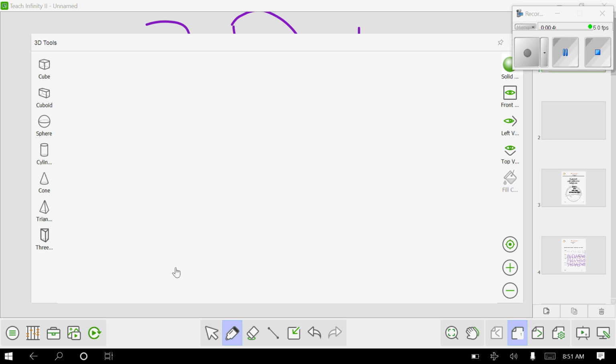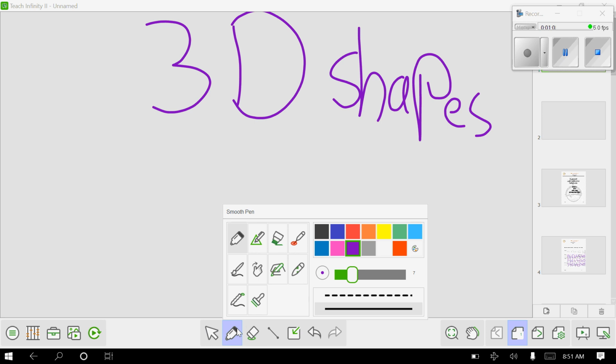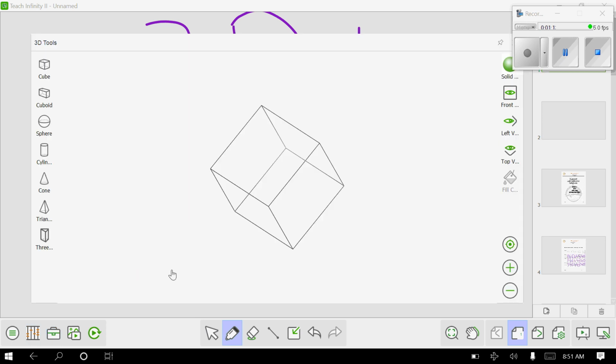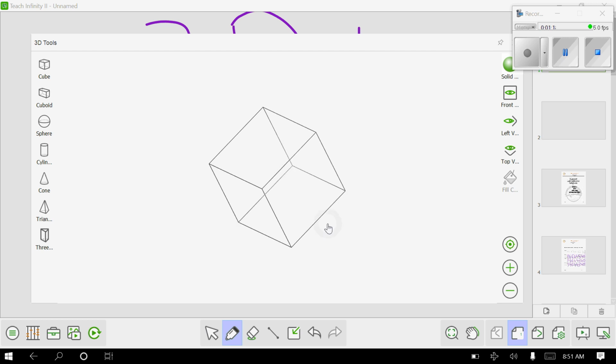Here are the 3D shapes, three-dimensional shapes. The first shape is a cube. Let me say cube. Can you see the cube? If I roll the cube, I can see that I have, wait a minute, here is the cube again. I have 6 faces.